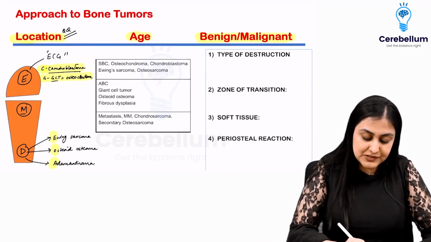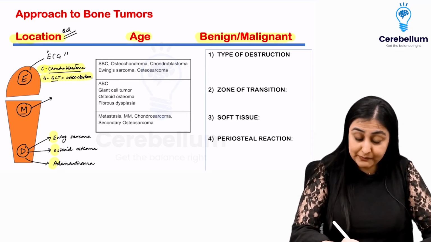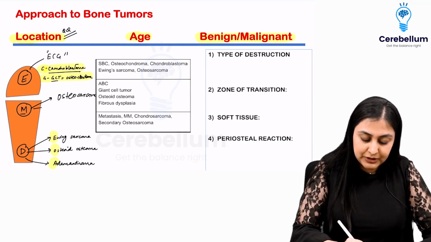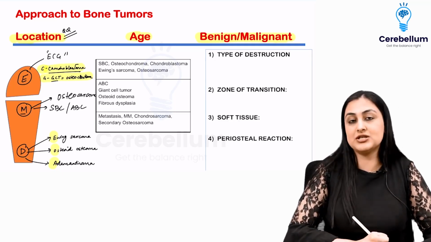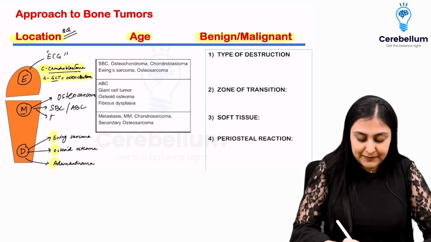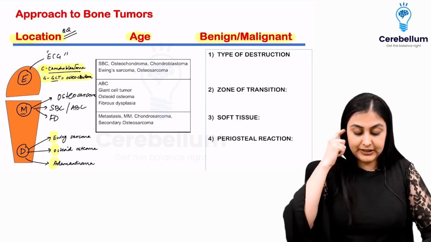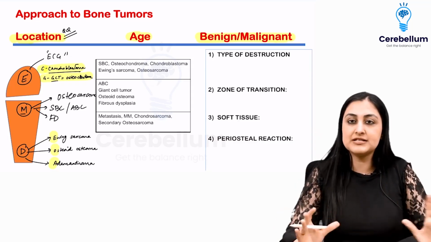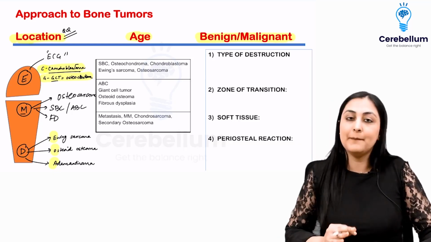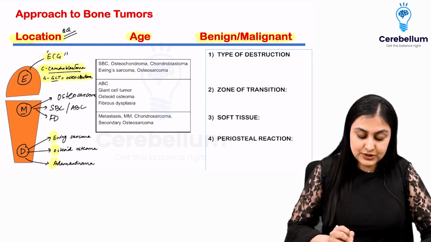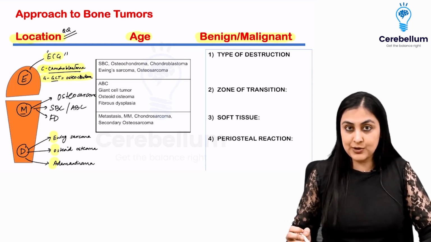Alright, so in the metaphysis, most prominently what you want to remember here is osteosarcoma. Among the bony cysts, a simple bone cyst and an aneurysmal bone cyst will be in the metaphysis. Apart from that, fibrous dysplasia is also typically in the metaphysis. So you don't need to remember this. You remember ECG, you remember vowels stick together, anything else is in the metaphysis. Okay, so this is how, as far as location is concerned, you will narrow down.